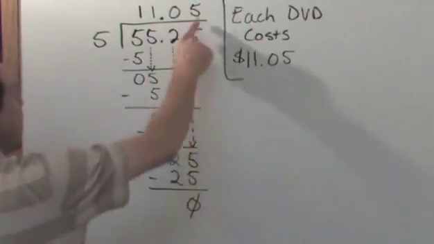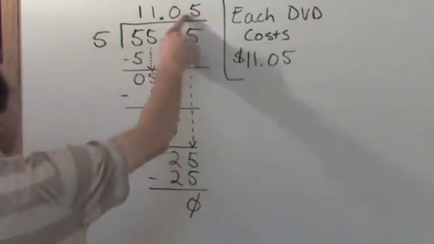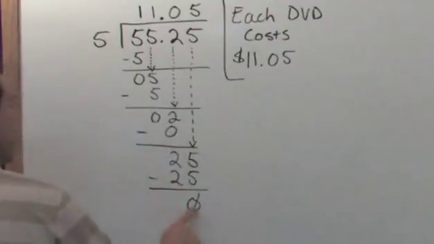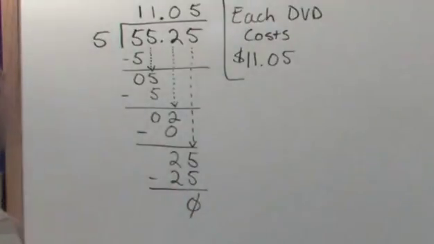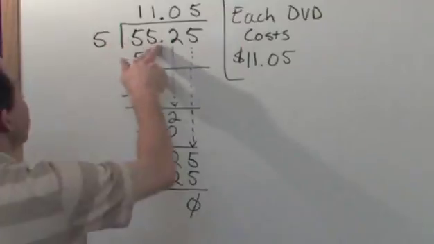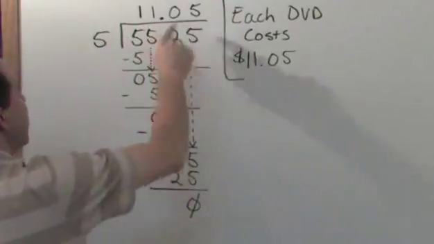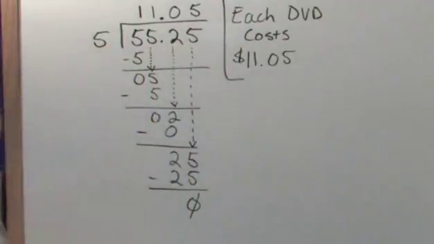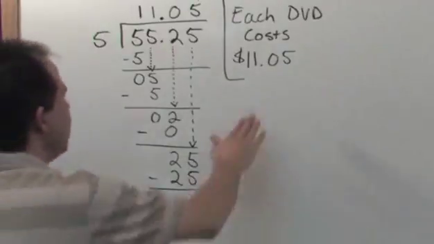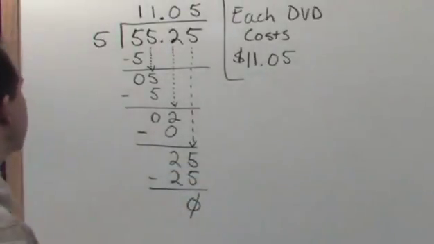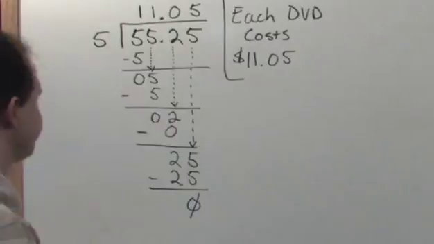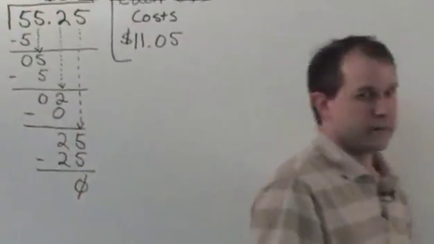5 goes into 25 5 times. And 5 times 5 gives us the 25. We subtract and we get no remainder at all, which simply means that it divides in exactly 11.05 times. There's nothing left over, okay? So each DVD costs $11.05.